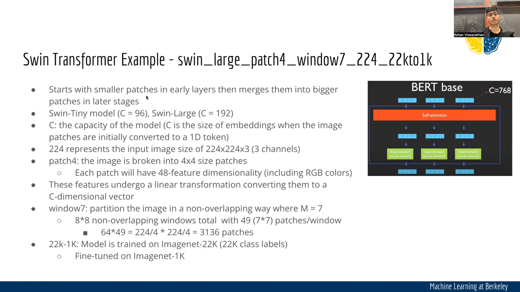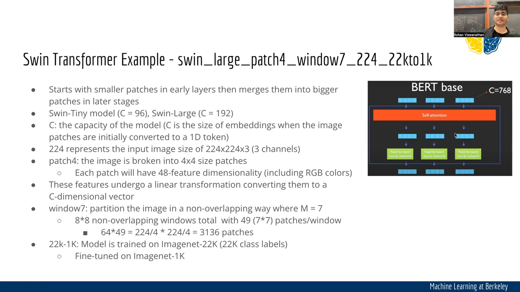There are two types of models. Swin tiny has C equal to 96, so a capacity of 96. Swin large has a capacity of 192. C is the capacity of the model, where C is the size of the embeddings when the image patches are initially converted into a 1D token. You can also think about this as the number of hidden connections we need in our feedforward neural network, so the amount of information that we're capturing. When we were talking about the BERT model, BERT has a capacity of 768, right? So that's the length of your embedding, the dimensionality of that.